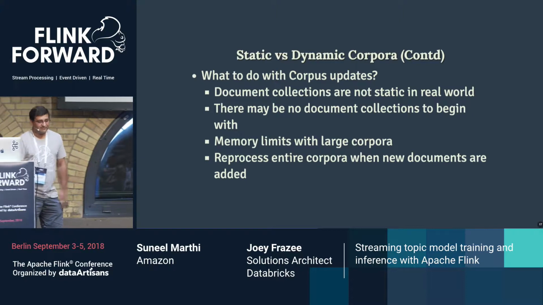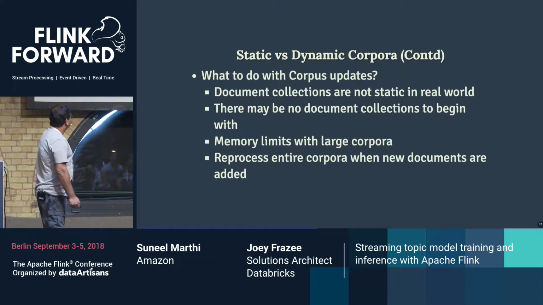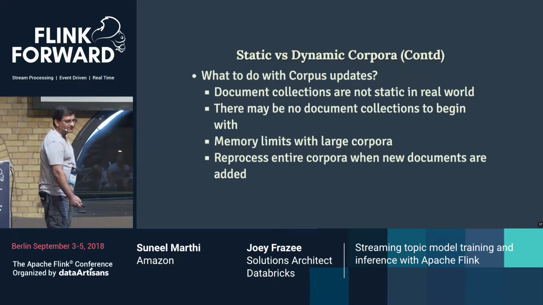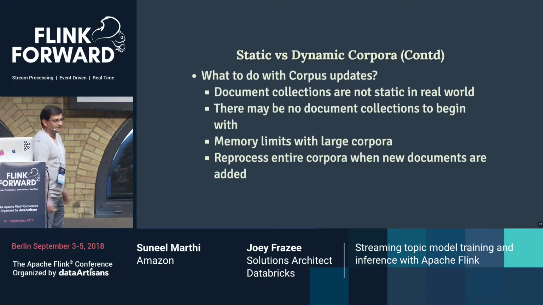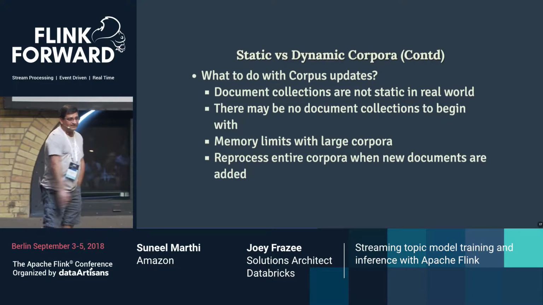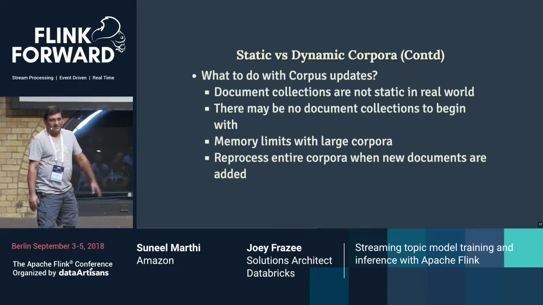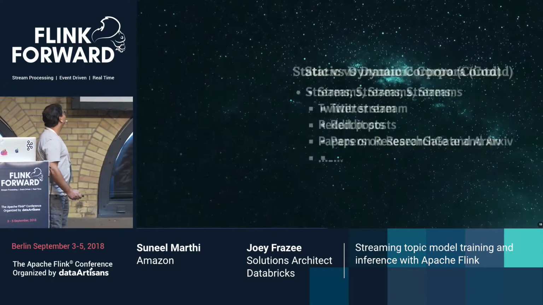If you're dealing with social media, it's a complete stream of data coming in every minute. It could well happen that you don't have a document collection to start with, so you have a cold start problem. And if you're dealing with large collections of documents, you're going to hit memory limits trying to train that. And if ResearchGate has X number of papers and 10 papers get published tomorrow, you have to take the entire X plus 10 papers and reprocess the whole thing and retrain your whole thing.